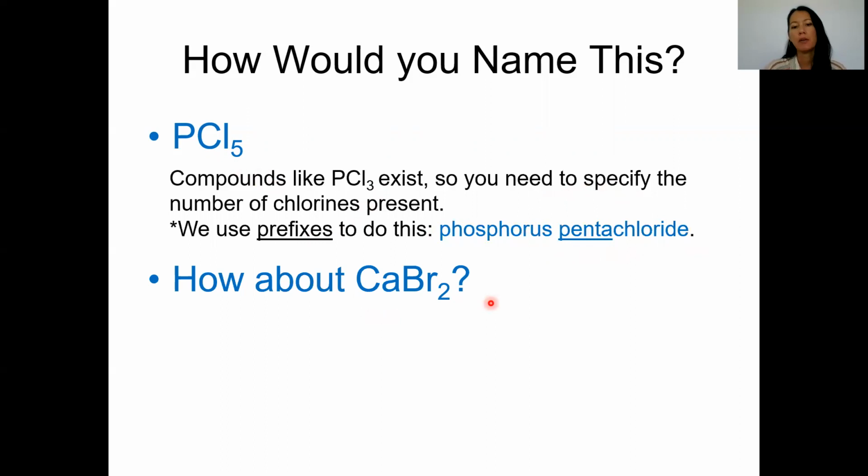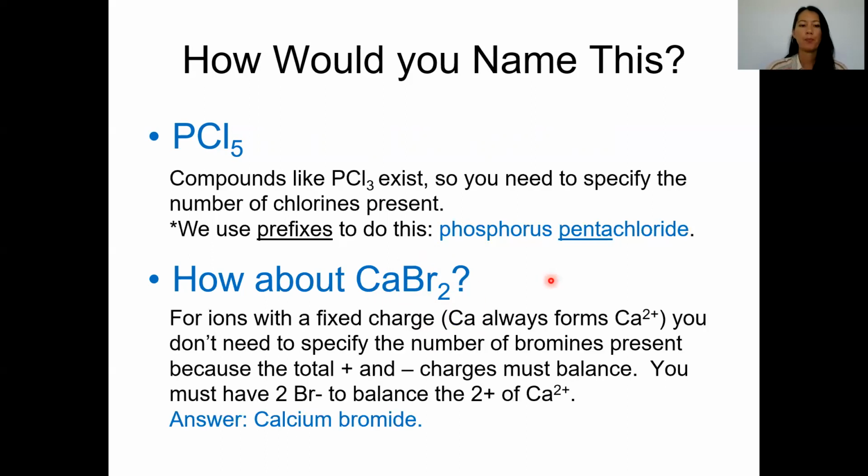What about Ca with Br2? What would you say there? Calcium is a metal, bromine's a nonmetal, so you form an ionic compound. What do you know about those? Calcium has to be what charge? A 2+. Bromine's a 1-. So right there, you don't need to specify the number. For ions with a fixed charge, like calcium, which will always form 2+, you don't specify the bromines because you know you have 2. If bromine is a 1-, I have to have 2 Br- to balance out the 2+ of the Ca2+. So the answer is just calcium bromide.